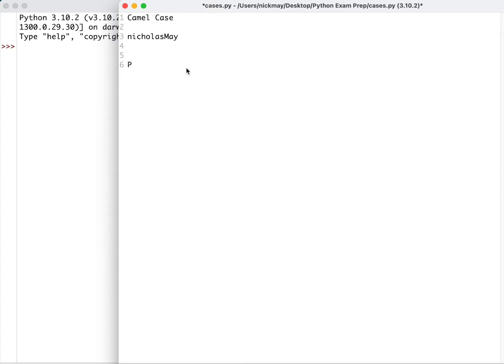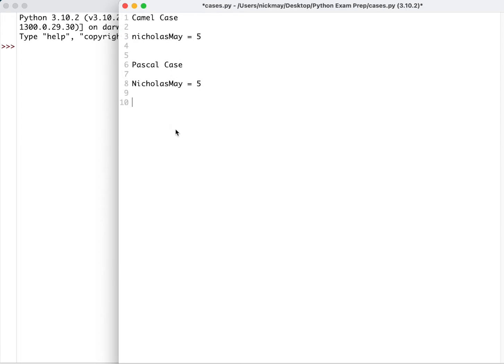Now the next version is called Pascal Case. Pascal Case is pretty much the same as Camel Case, except you have the capital letter at the start as well, right? So this one could be NicholasMay equals 5, you know, it's a variable. This one's called Pascal Case, where it has the capital letter at the start and the capital letter of the second word. Camel Case is only the capital letter of the second word, and there's no gaps in either of them.